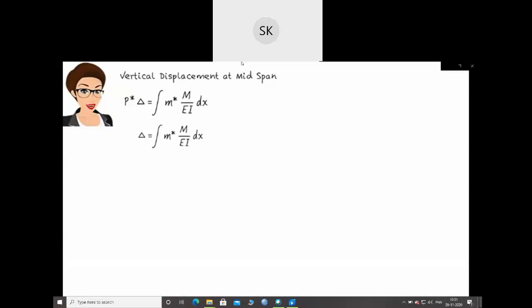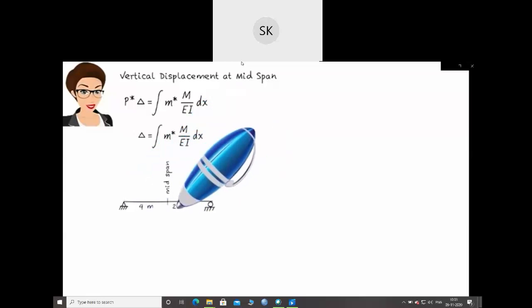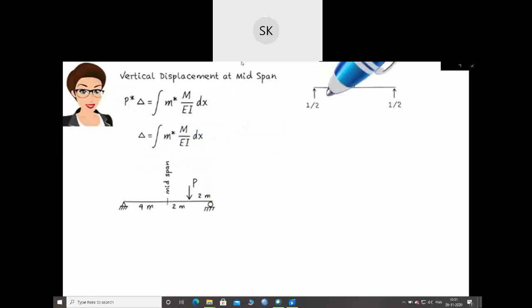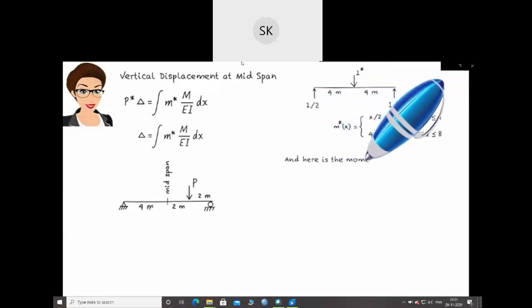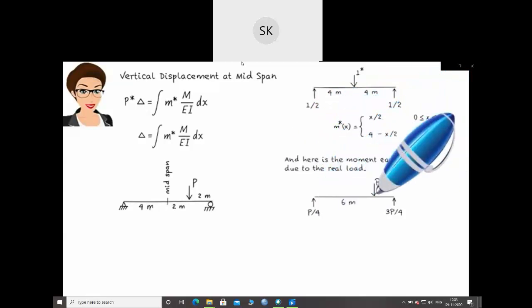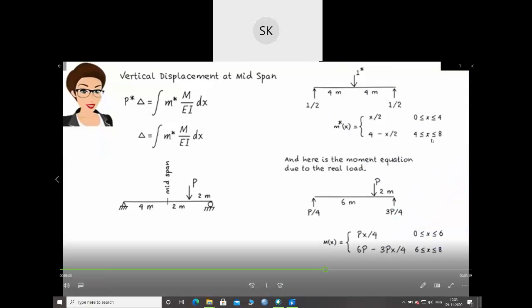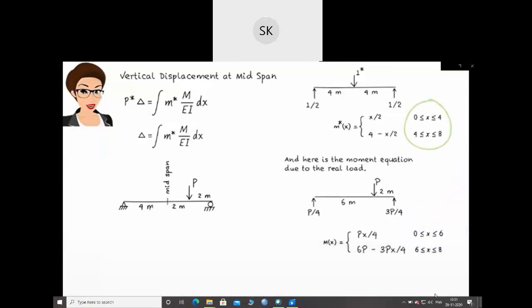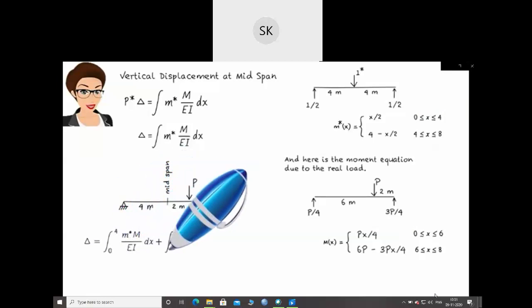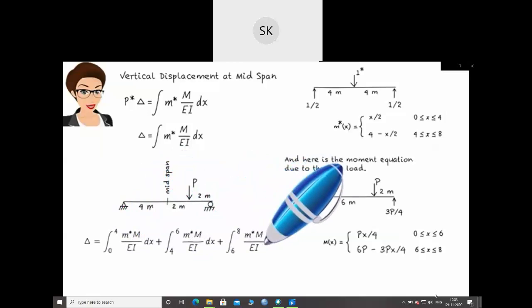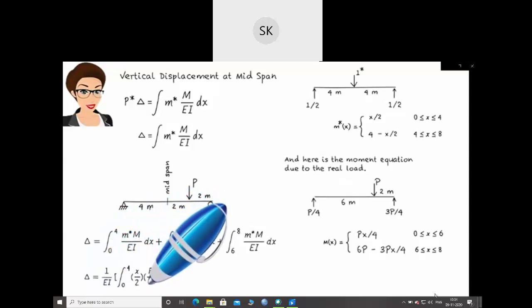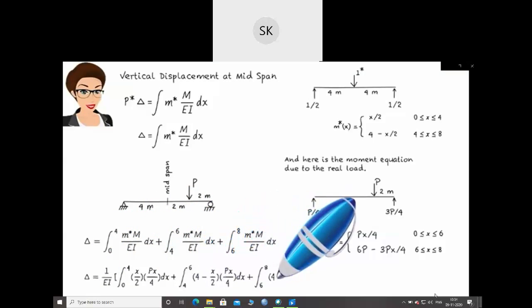Let's calculate delta at the beam's midspan. We determined m star for this beam earlier. Here it is. Note that m star and m equations are defined over different intervals. To make the integration work, we need to divide it into 3 parts, as shown below. If we assume a constant EI for the entire beam, we get, so vertical displacement at the beam's midspan is.